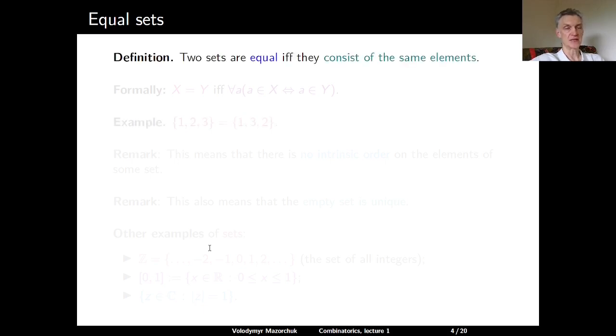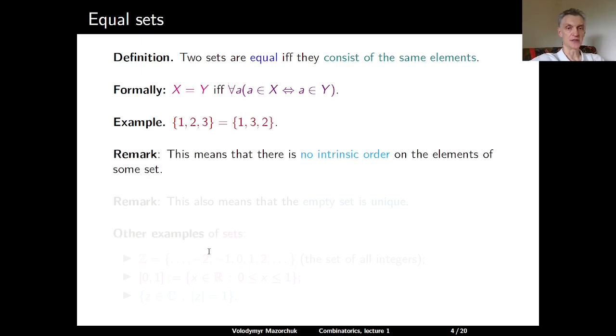Definition: two sets are called equal if they consist of the same elements. So formally, a set X is equal to a set Y if and only if for each element A, A is an element of X if and only if A is an element of Y. For example, the set consisting of the elements 1, 2, and 3 is equal to the set which consists of the elements 1, 3, and 2. In particular, this means that there is no intrinsic order on the elements of a set. This also means that the empty set is unique up to equality.